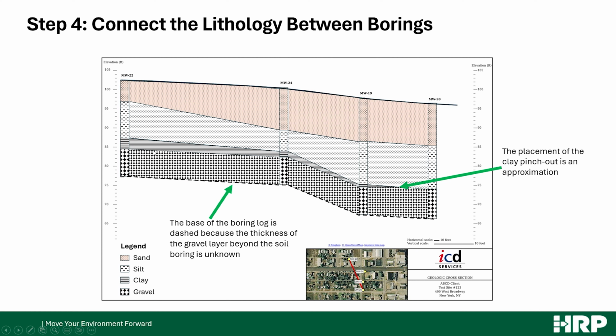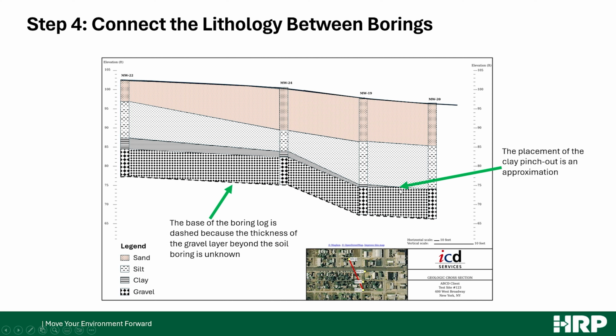For this line of section, I don't have any data below these depths, so I've dashed the contact between the bottom of each boring and whatever material is below that. I don't want to make any assumptions because there could be a significant geologic feature that would be important, and I wouldn't want to make an assumption on no data.